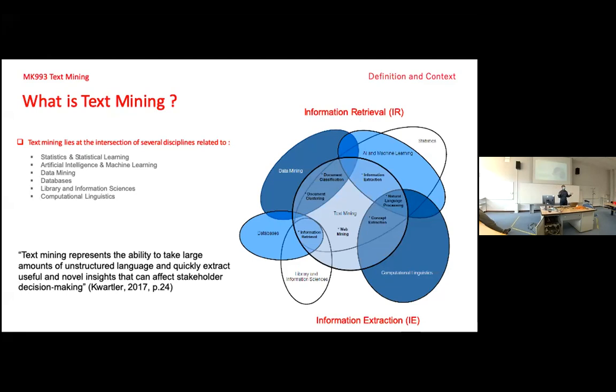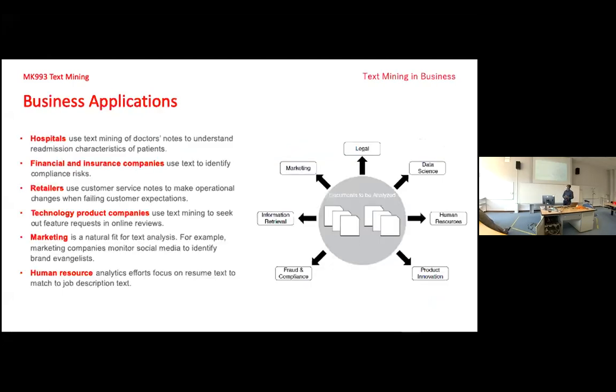It's basically about making decisions. It's using the text in the organization and on the internet, gathering that information and extracting the most useful information so that we can use it to make decisions in business. That's the main idea. So let me give you some business applications.